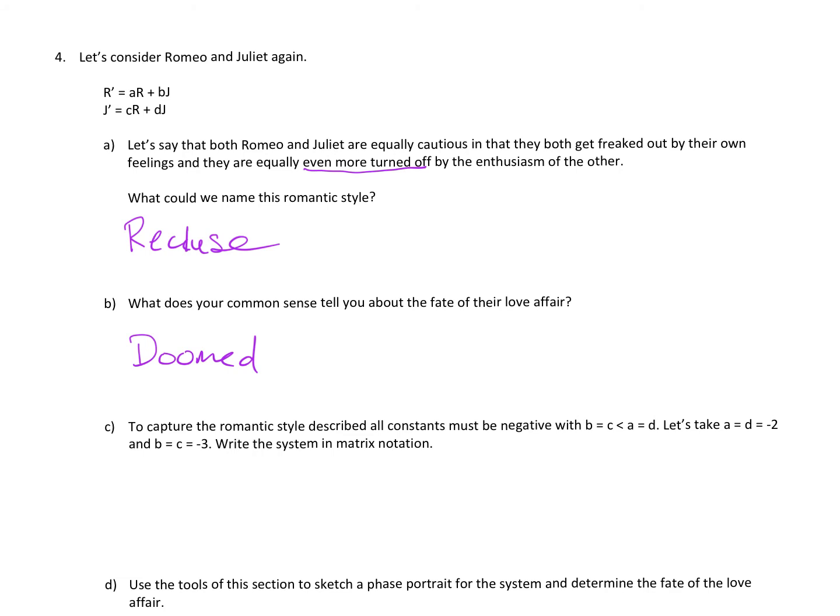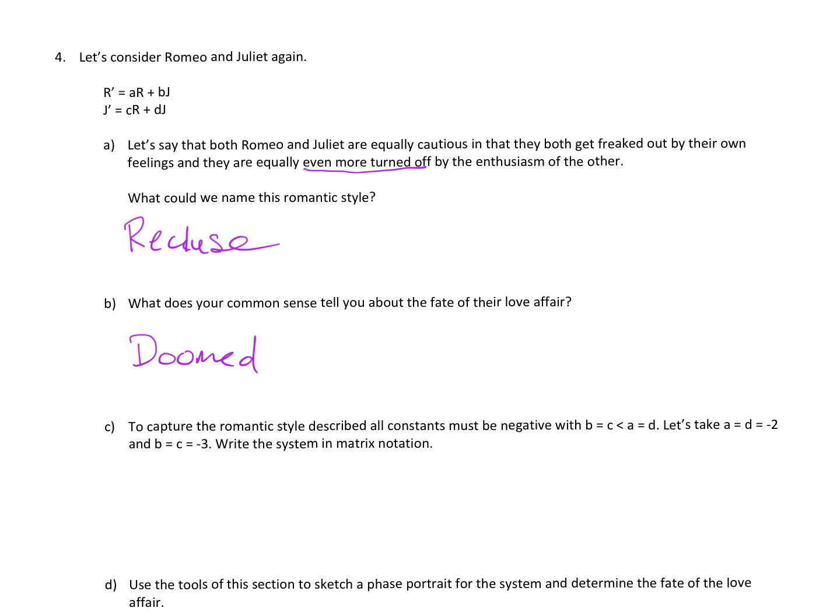So B and C model the enthusiasm of their partner, right? For Romeo, B is the coefficient on Juliet's feelings. For Juliet, C is the coefficient on Romeo's feelings. So B and C need to be the same, and A and D need to be the same value, but B and C have to be smaller than A and D, right? To show that this has a stronger effect on them.